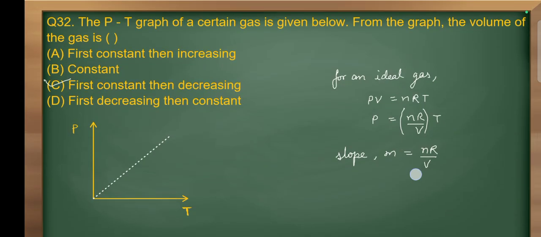Question number 32. The PT graph of a certain gas is given below. From the graph, the volume of gas is. According to the ideal gas equation, we know that PV is equal to nRT, and then P will be equal to nR by V into T. Here nR by V will be the slope. So here volume is inversely proportional. That means the volume first becomes constant and then starts decreasing. So option C is correct.